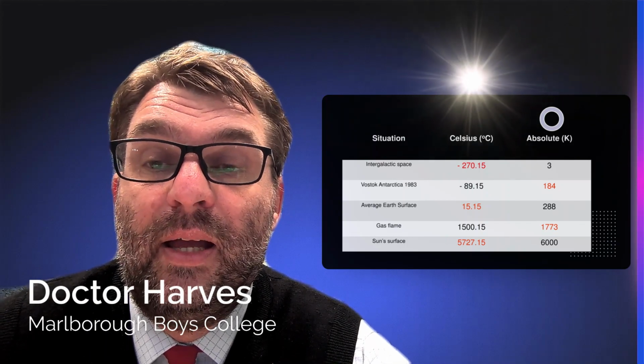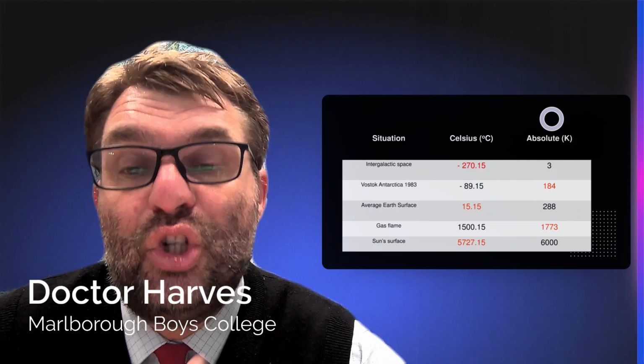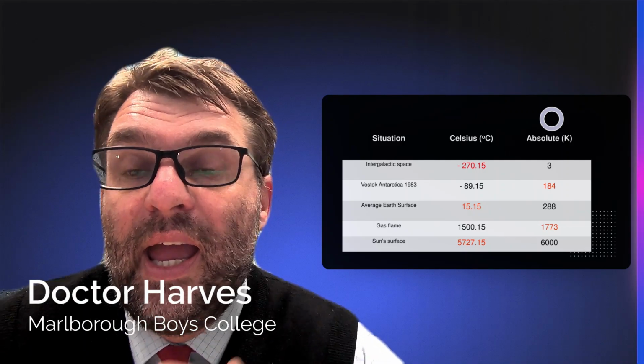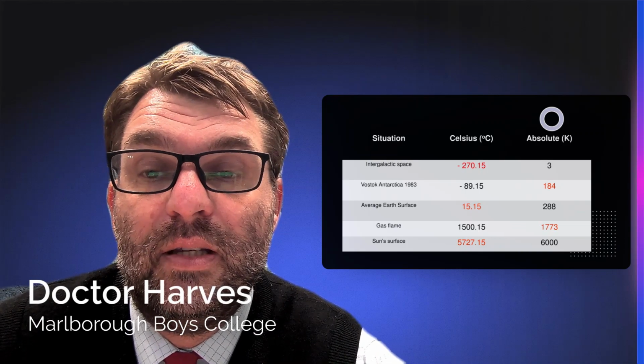So that's basically the difference between degrees Celsius and Kelvin, and how you can change between those values. And in physics, we tend to use Kelvin more than degrees Celsius.